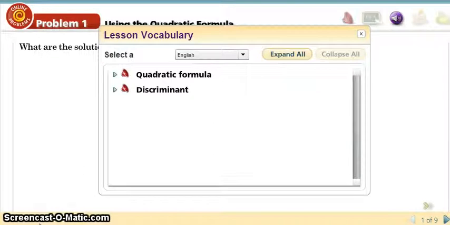Okay, this is our last video on solving quadratics, and we're going to wrap up this unit by discussing the quadratic formula and the discriminant. Now, these are two very important vocabulary terms that you need along with the formula for each of them, so please make sure that you have this written in your notes with your vocabulary.